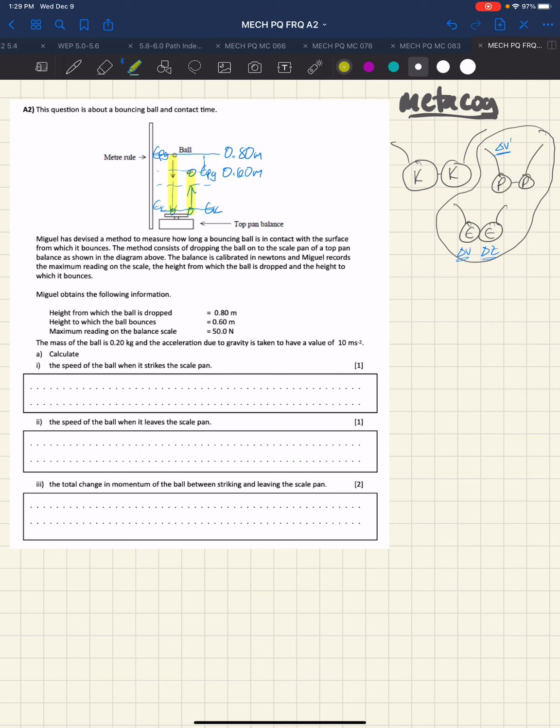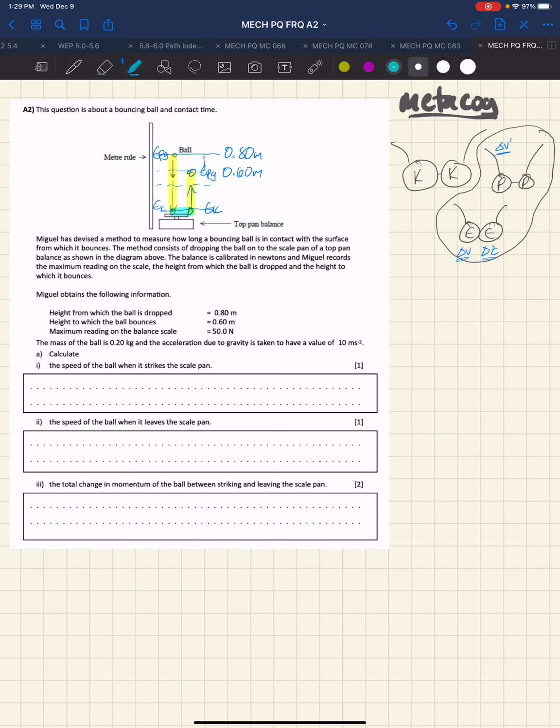So any loss in energy must have occurred during that interaction with the pan. And of course, during that collision, we can have sound energy, vibrational energy, and thermal energy. The ball and the pan itself will heat up. So that's where the energy is lost in that particular case.